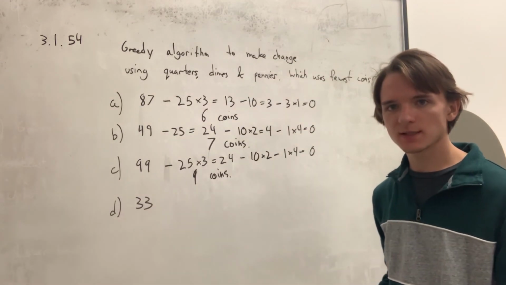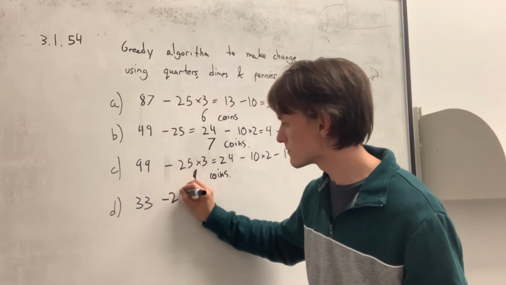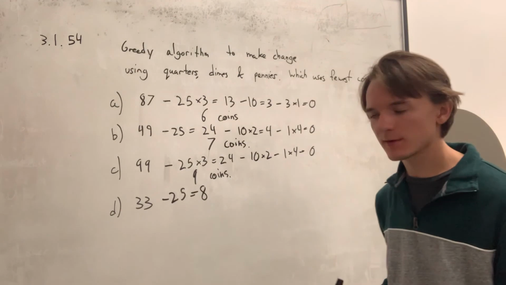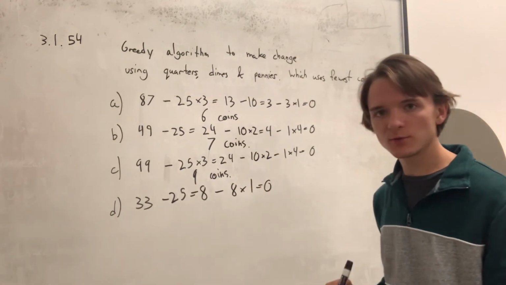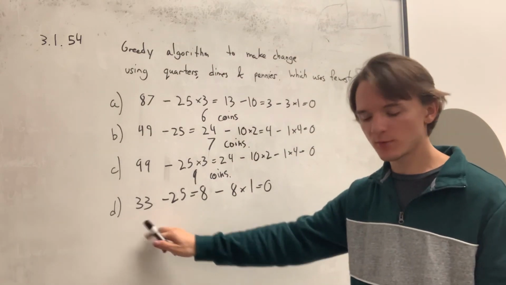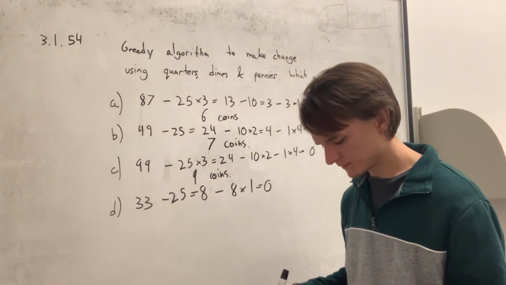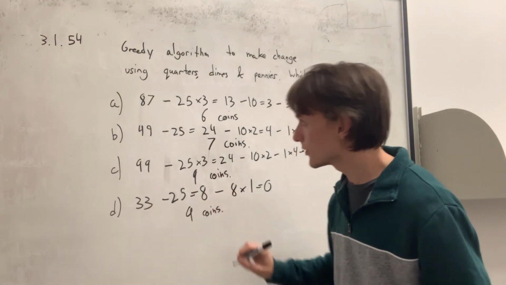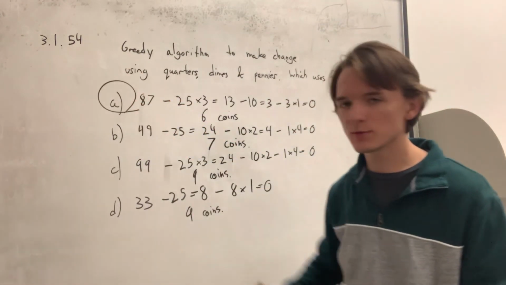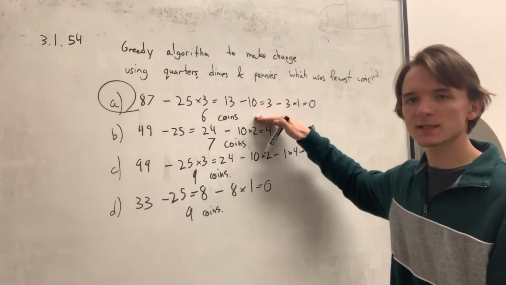Finally, 33 cents. We can put in 1 quarter. We have 8 left. Then we put 8 pennies in because we are not allowed to use nickels to get exact change for 33. This requires 9 coins as well. So therefore, A uses the least number of coins, only 6 coins.